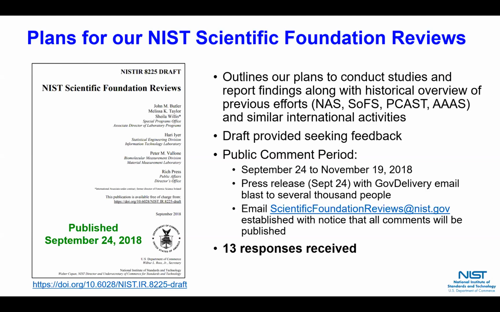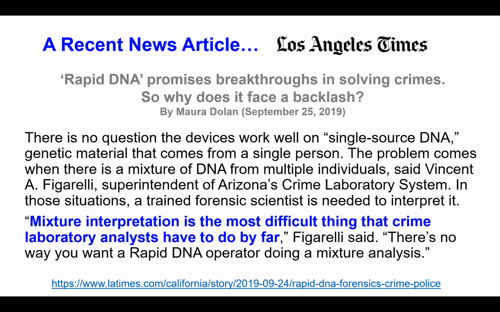We haven't done that yet because we're waiting to kind of finalize a few things with our foundation reviews, but there's nothing really too significant in terms of changing what is currently there in terms of our plan for the foundation reviews. So why DNA mixtures? One of the primary reasons is because this is a challenge that labs are facing.